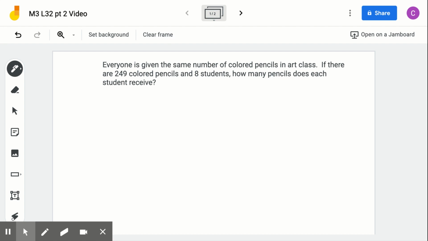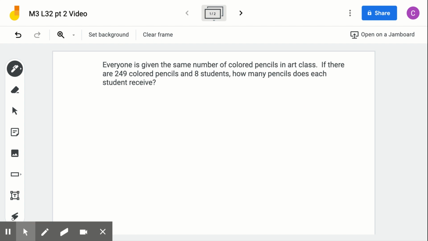Let's solve another word problem together. Everyone is given the same number of colored pencils in art class. If there are 249 colored pencils and 8 students, how many pencils does each student receive?